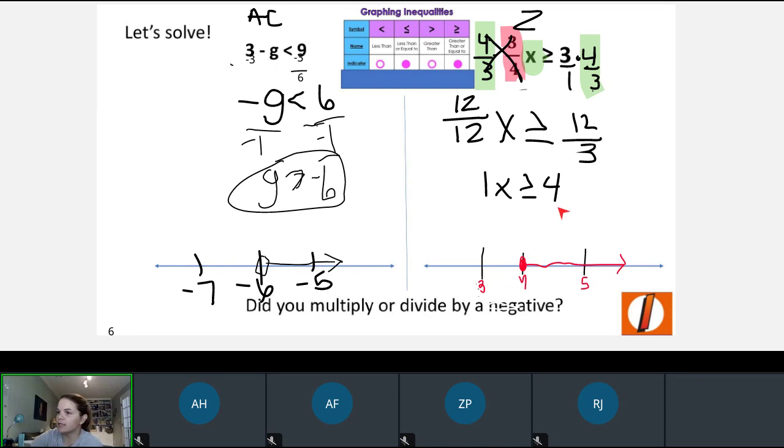And then Zachary, when he graphed his, the final answer was x is greater than or equal to 4. So he put a closed circle at 4 because it's greater than or equal to, closed circle. And we want all values for x that are greater than 4. So he shaded to the right.